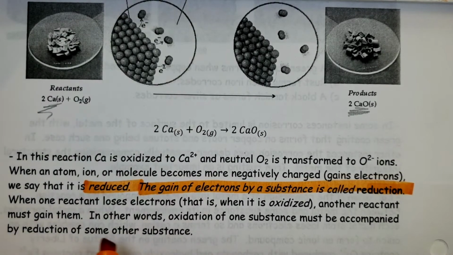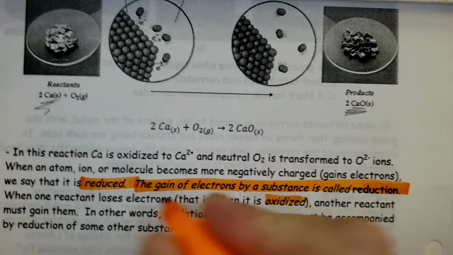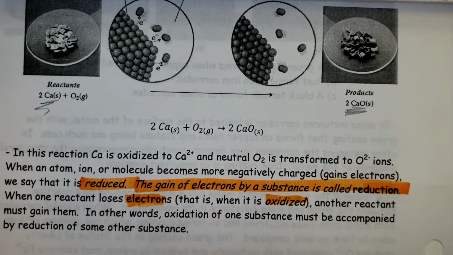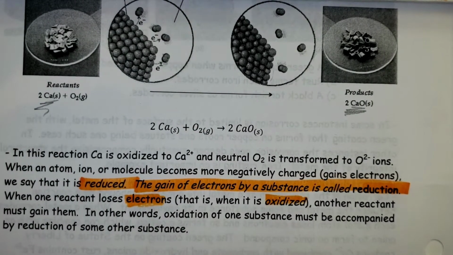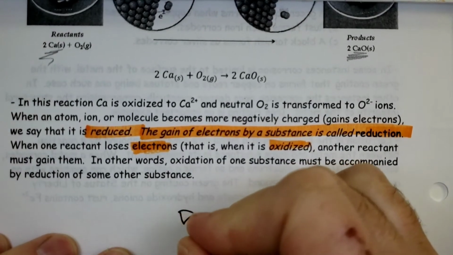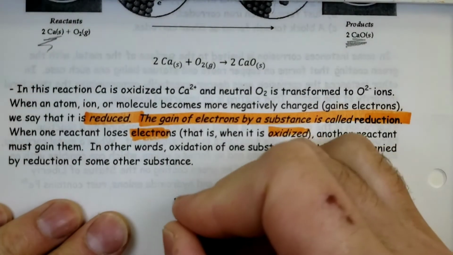So when you have one reactant losing electrons, i.e. becoming oxidized, another reactant must gain them. So just like the transfer of money, if someone's losing money, someone else is gaining the money. And now there's an easy way to remember all this. You may wish to kind of sketch this out if you like.